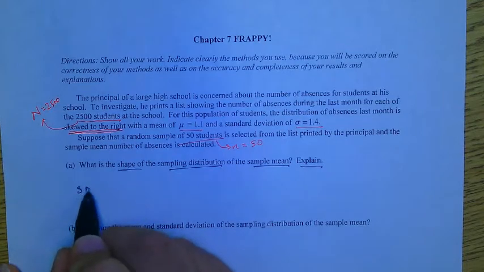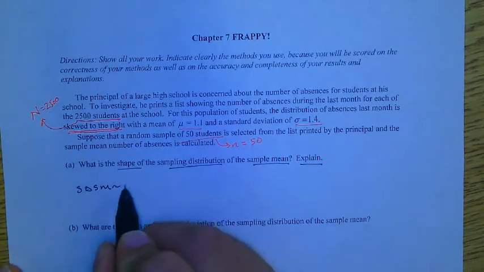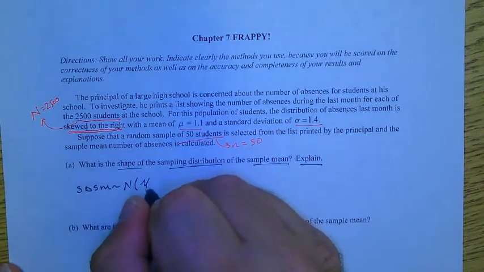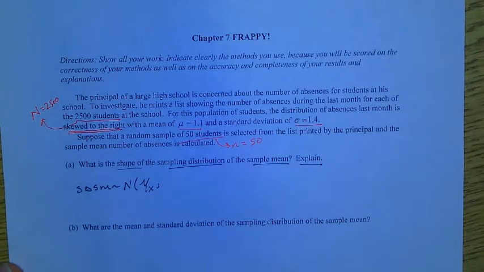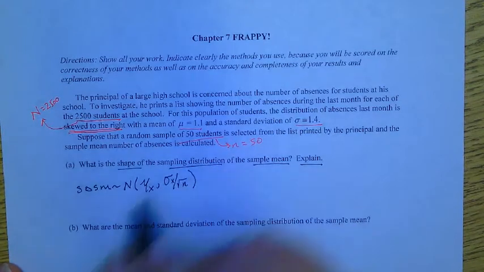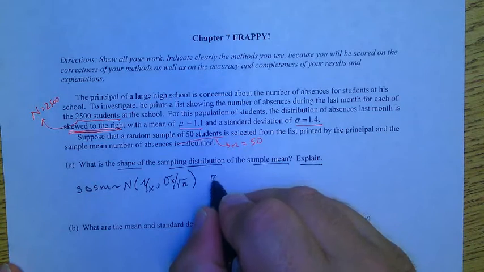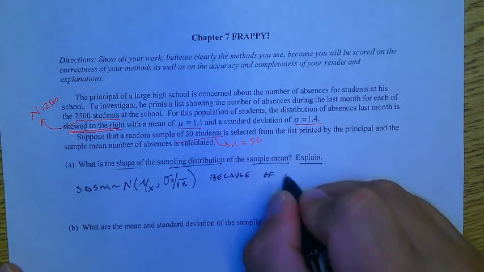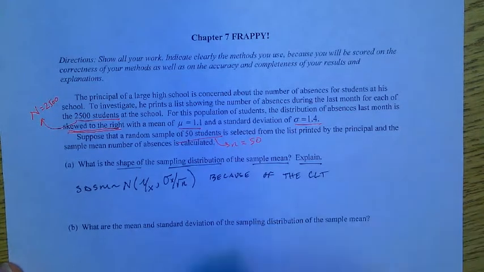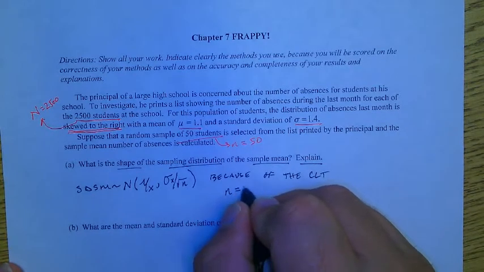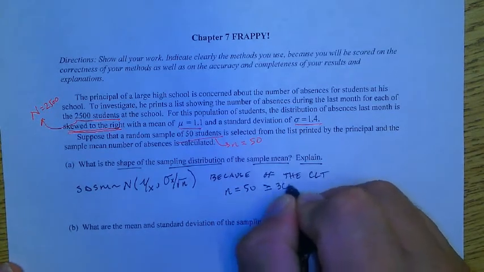And explain. Our sampling distribution of the sample mean we know is going to be approximately normally distributed with a mu based on the population and a standard deviation based on the population all over the square root of the sample size. Why? Because of the central limit theorem, where our sample size n equals 50 is greater than or equal to 30.